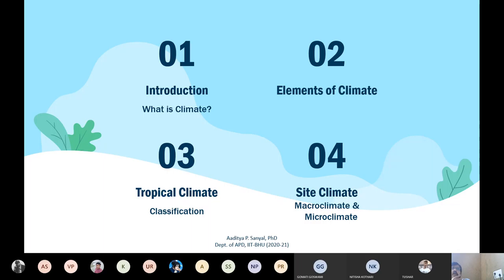So we'll be starting off our regular lecture now. First of all is, what is climate? Elements of climate we'll look next. The tropical climate. India is basically in the tropical climate zone, and we'll be looking into the tropical climate zone in a little bit of detail. And then the site climate. How do you study it and what areas do you study? What is macroclimate and microclimate?